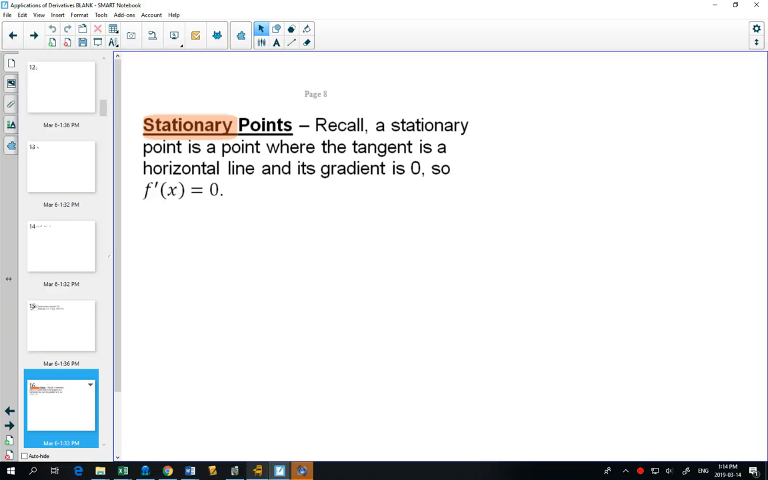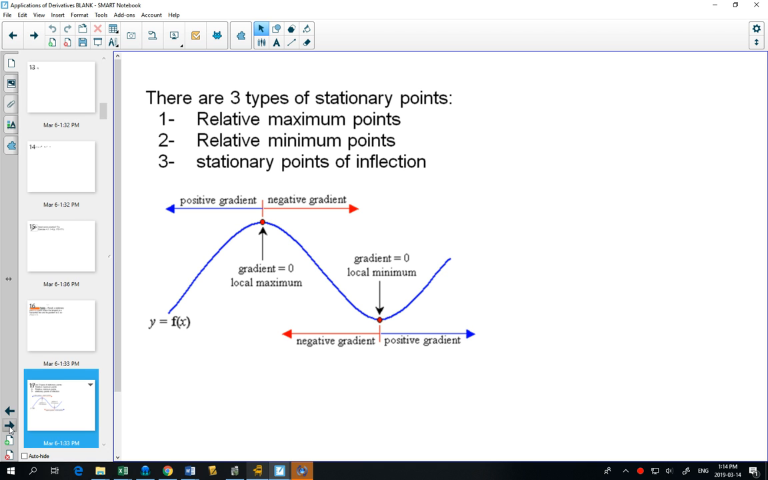We're on page 8. Stationary points. Remember that we found a stationary point when the tangent was equal to 0. In other words, it's when the slope of your tangent line is horizontal. Well, your tangent line is horizontal, and the slope would be equal to 0. So that happens in certain situations, and there's 3 situations where it can happen.